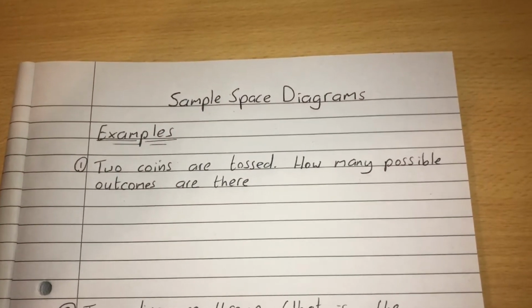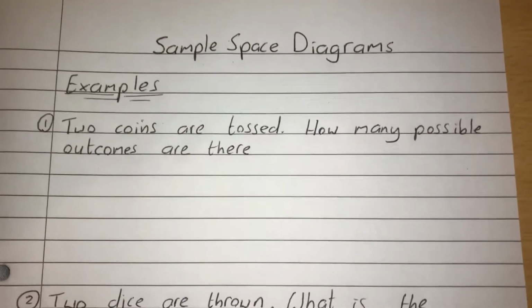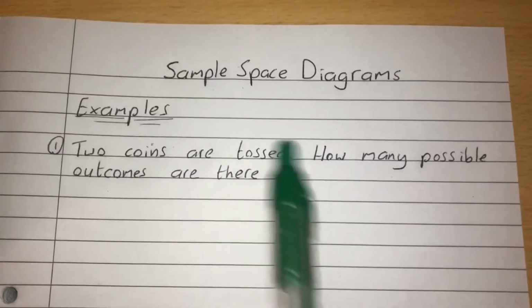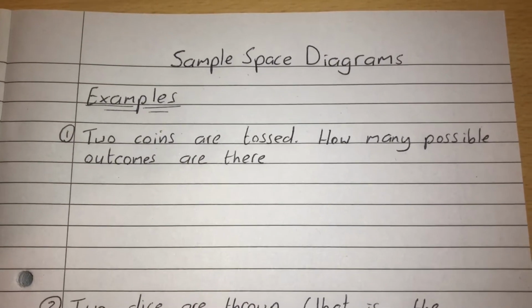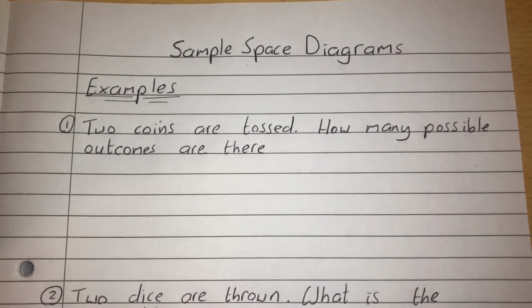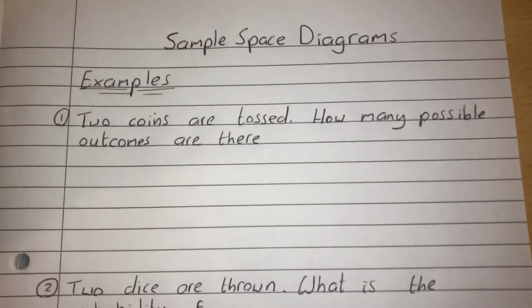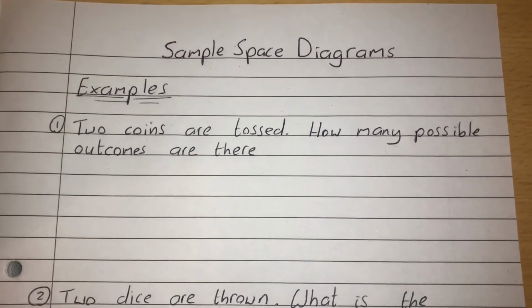Okay, so in today's lesson we're going to carry on with probability. What we're going to look at specifically here is how to draw a sample space diagram. And a sample space diagram is helpful if we are looking at probability questions where we're doing two things at once and trying to work out all the different probabilities that could happen.